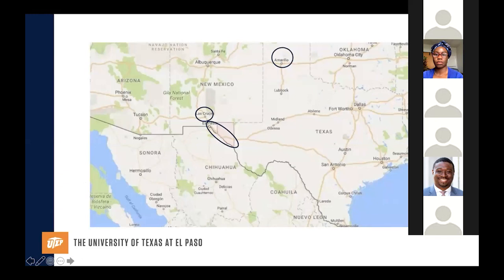This map provides perspective of the areas that we are covering. On the left circle, you will find Doña Ana. At the center is El Paso County, and on the top right, Panhandle area of Texas is Moore County. As you may have seen in the news, meatpacking plants in Moore County and Doña Ana have had COVID-19 outbreaks that have forced these plants to shut down for periods of time.